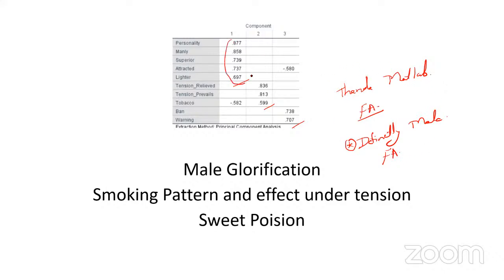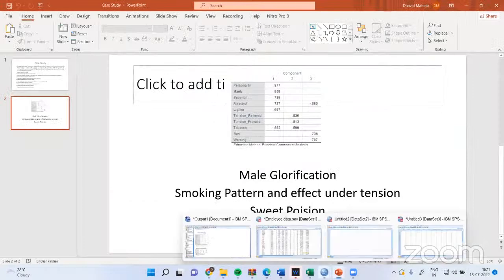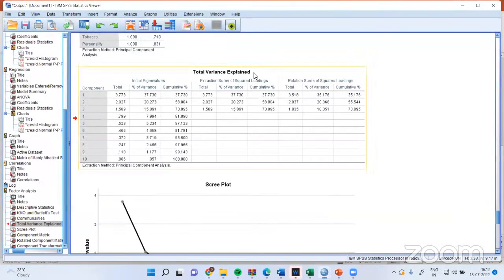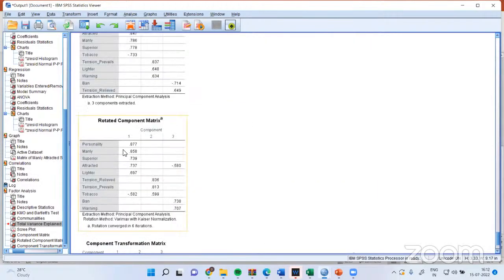They extract the first factor whose explanatory power, its contribution in the variance, is maximum. 35% comes from the first factor, 20% comes from the second factor, and 15% comes from the third factor. See here, first factor, second factor, and third factor.